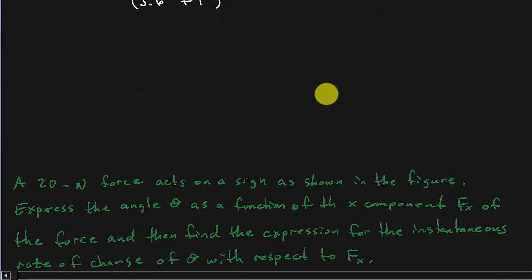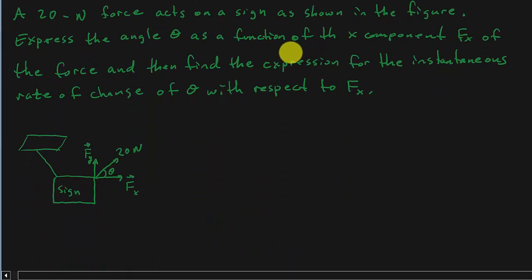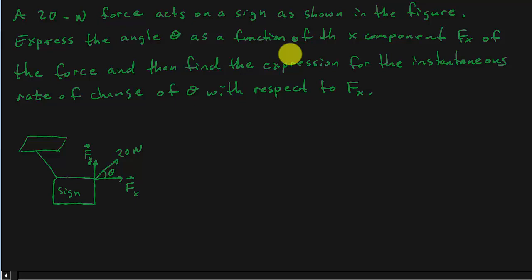All right. Last problem here. All right, let's see what we've got here. So it says a 20 Newton force acts on a sine as shown in the figure. Express the angle theta as a function of the x component, f of x, of the force, and then find the expression for the instantaneous rate of change of theta with respect to f sub x.